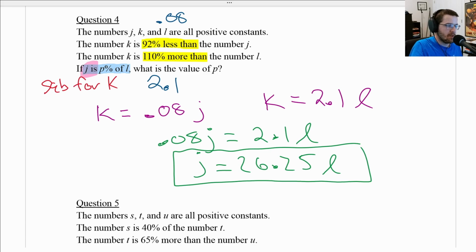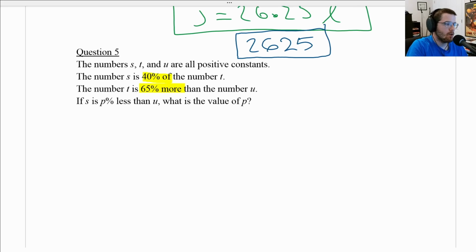So it says P% of. So to change it to a percent of, all we have to do is take the multiplier and multiply by 100. So 26.25 times 100 is 2,625. And that is the answer.